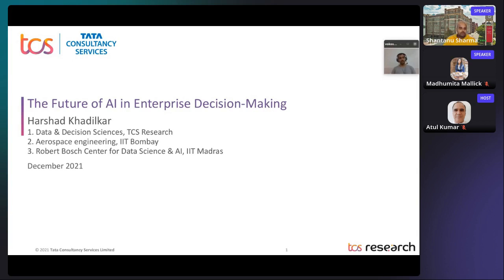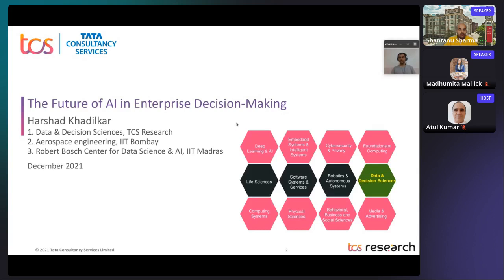Today I'll be talking about the future of AI in enterprise decision making, which in a small way we are working on in the Data and Decision Sciences group at TCS Research, which itself is one of the many research areas that TCS Research is focused on.